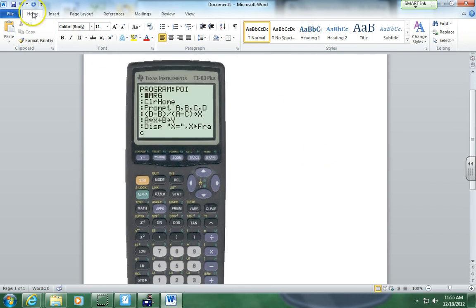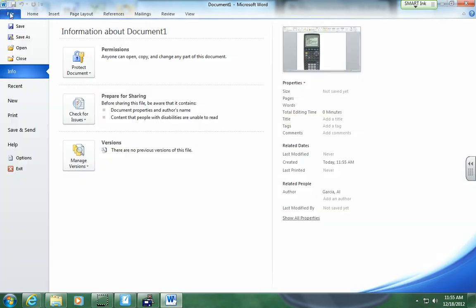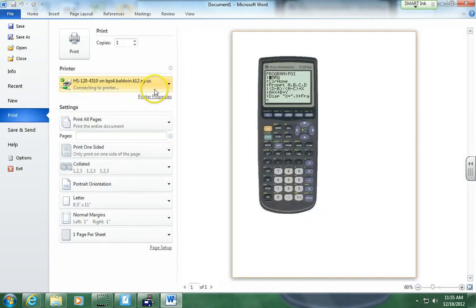All right, so let's see, what does that look like? File, print. This is going to, yes, so print. Make sure it shows the first line with your name.